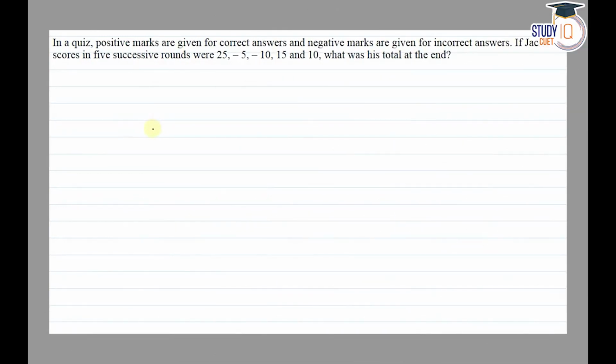Hello everyone, this question appears in the class 7th NCERT chapter of integers. This is the second question of exercise 1.1. The question says that in a quiz, positive marks are given for correct answers and negative marks are given for incorrect answers. If Jack's scores in 5 successive rounds were 25, minus 5, minus 10, 15 and 10, what is his total at the end?